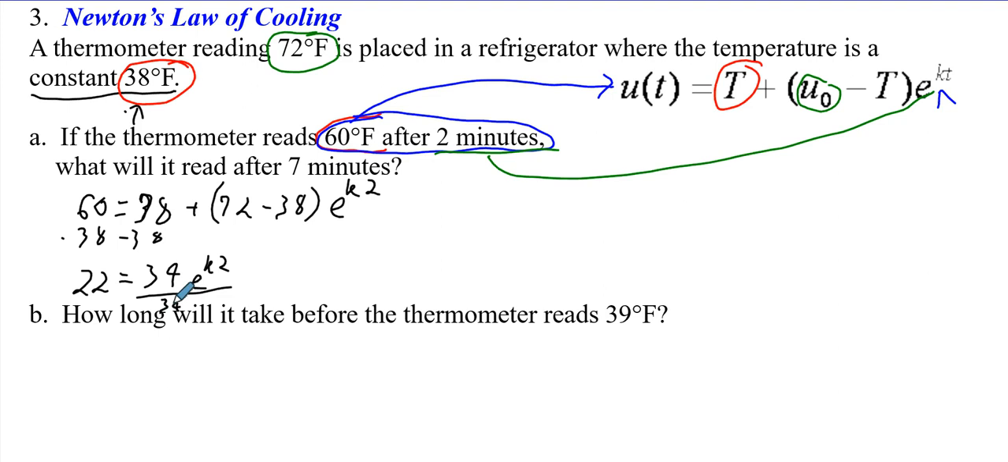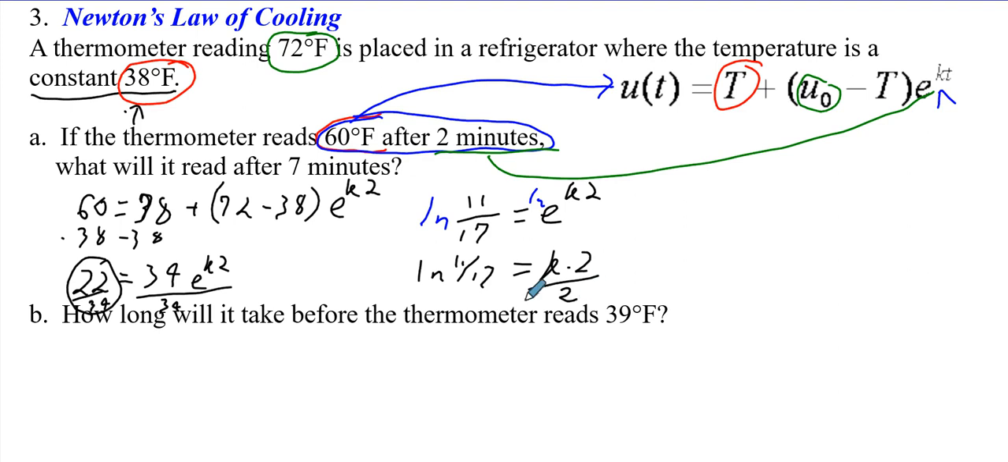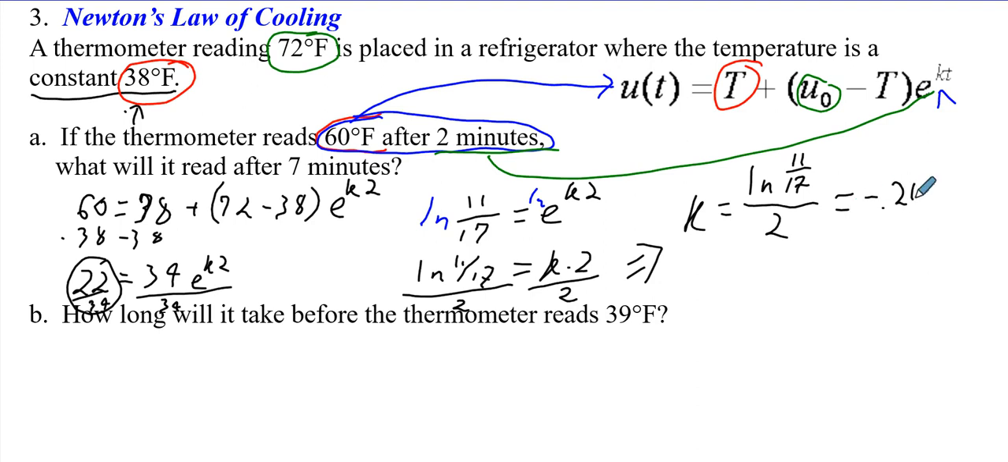Divide both sides by 34. This will reduce to 11 over 17 equals e to the k times 2. Taking the ln of both sides, using my definition, I get the ln of 11 over 17 equals k times 2. Divide both sides by 2. Then we see that k is equal to the ln of 11 over 17 divided by 2. We plug that into our calculator and get a k that is negative 0.218.